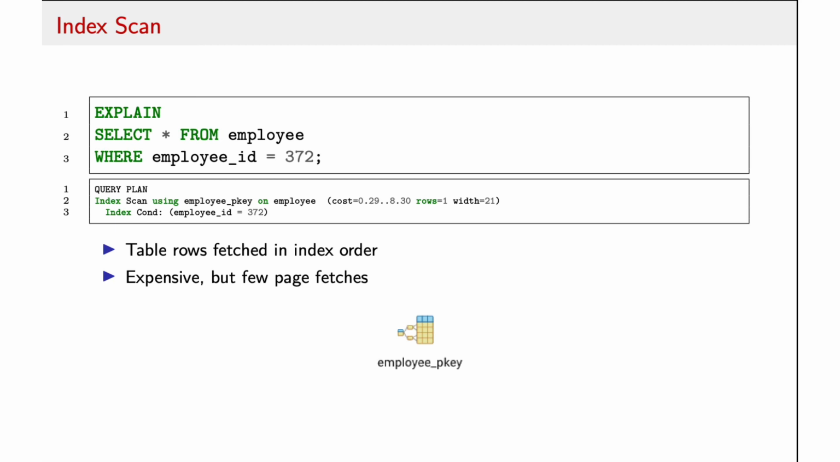Let's look at a query that's going to get us a row by primary key. I haven't shown you the DDL for this little employee table, but you can imagine what it looks like. It's fairly simple. An employee ID is defined to be the primary key. It's an auto-incrementing serial type column.